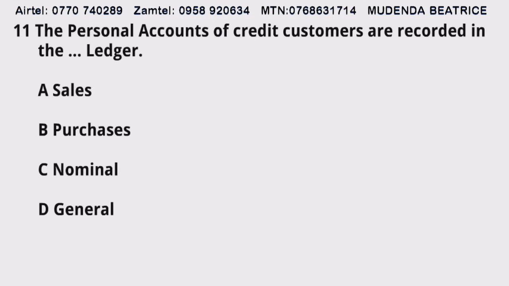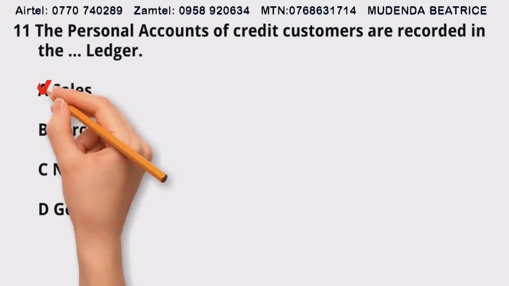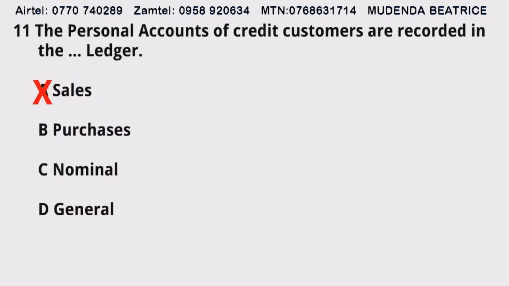Question 11 was as follows. The personal accounts of credit customers are recorded in the dash ledger. A. Sales. B. Purchases. C. Nominal. D. General. The correct answer is A. Sales ledger. The personal accounts of credit customers are recorded in the sales ledger.